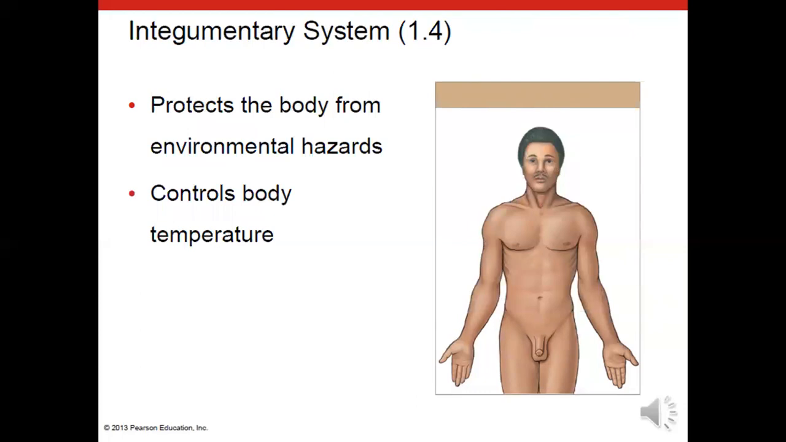So not only is the skin a physical barrier, your skin protects you from pathogens or toxins or harmful substances in the environment, but it also helps control body temperature by using some accessory glands in the skin to help cool you off or heat you up, actually, as well, if you become too cold.